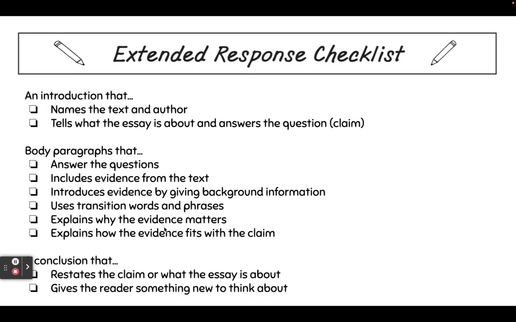All right. And you could also be using this extended response checklist. This tells you all the things that your writing should have in it, like an introduction that names the text and the author and tells me the claim statement. You could have body paragraphs that do all of these things. You need to have a conclusion. This is on page 10. If you need that checklist to go through your writing and make sure that it does all the things that we have taught you this week, go to page 10.